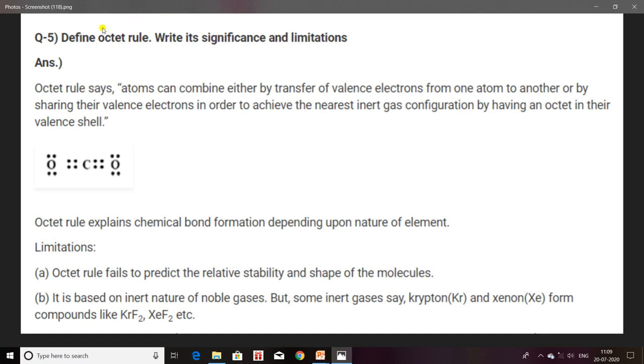So next question, define octet rule, write its significance and limitation. So what is the octet rule? That atoms can combine either by transfer of valence electrons from one atom to another or by sharing their valence electrons in order to achieve the nearest inert gas configuration, that means the electronic configuration of 18 group elements, by having an octet in their valence shell, by completing 8 electrons in their valence shell.